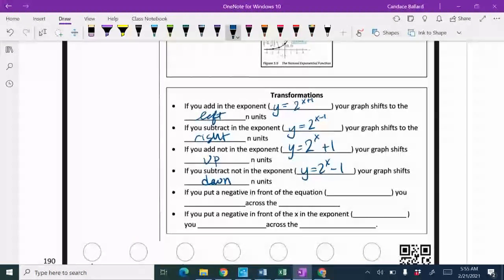If you put a negative in front of the equation, y equals negative 2 to the x, then you reflect across the x-axis. If you put a negative in front of the x in the exponent, so y equals 2 to the negative x, you reflect across the y-axis.